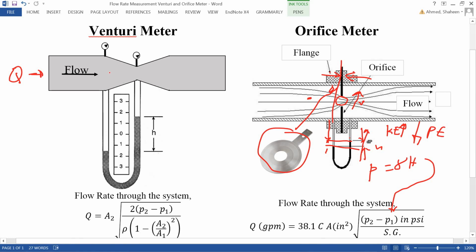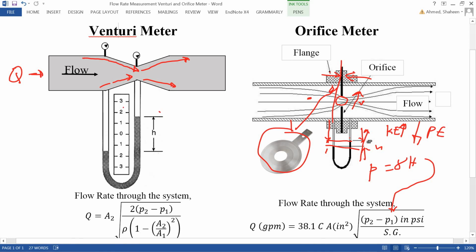So it does the exact same thing. The only difference is the Orifice is a plate like this, and the Venturi goes kind of tapered, slowly reducing the pressure by increasing the velocity, and then it goes back to the original velocity here. Now as you can tell, it's the exact same principle.